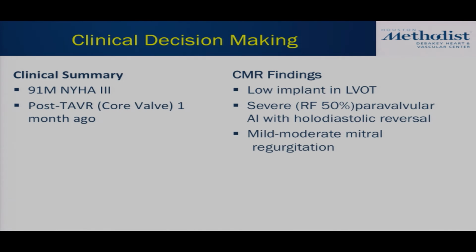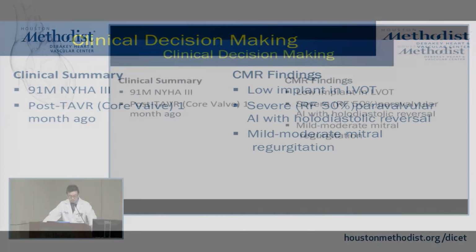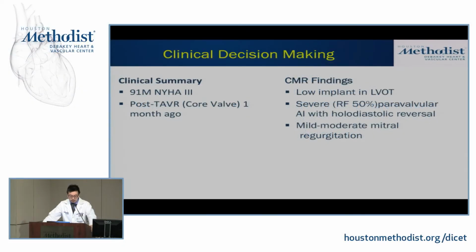So when we put this all together, this was a 91-year-old gentleman who was treated with a TAVR and had improvement of symptoms initially, but then the last 2 weeks had worsening shortness of breath and dyspnea and is in NYHA class 3 heart failure. And on CMR, we found severe paravalvular AI with multimodular MR with a low implant. So I'd like to just briefly ask the panel what they think the management and intervention should be.